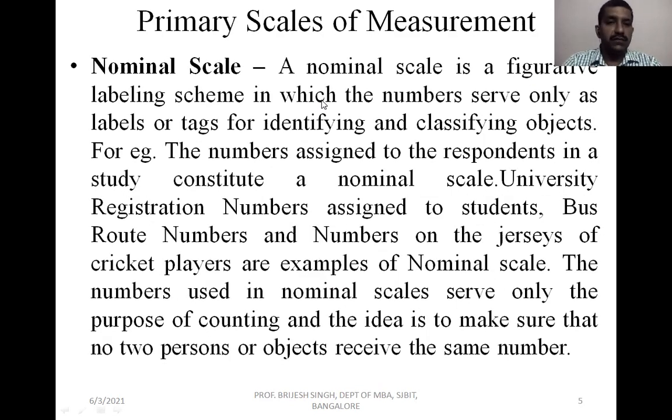Here we always have to understand the nominal scale first. A nominal scale is a labeling scheme in which the numbers serve only as labels. Like if you want to find out how many males and females there are, we can code the data: whoever ticks male we code as 1, and whoever ticks female we code as 2. So for classifying the different objects in the same variable, we generally go for the coding model. That is the role of the nominal scale.